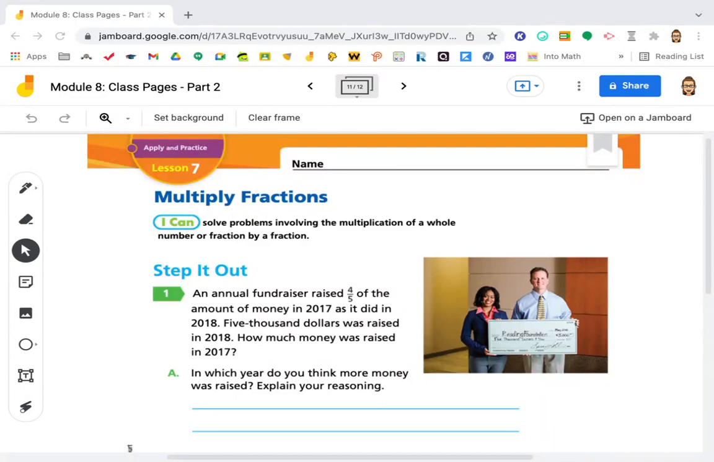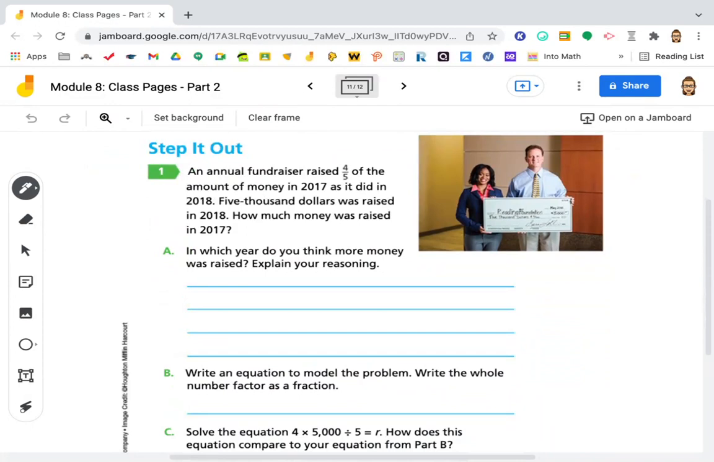So if you look at this first problem, it says, an annual fundraiser raised 4/5 of the amount of money in 2017 as it did in 2018. $5,000 was raised in 2018. How much money was raised in 2017? In which year do you think more money was raised? Explain your reasoning.